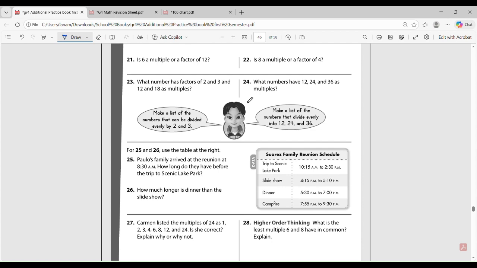So the factors of 12: 1, 2, 3, 4, 6, and 12. Now, these numbers have 12 as a multiple, they have 24 as a multiple, and 36 as a multiple. So these are the numbers. So we look at the factors of the smallest number, because the factors of 12 are also factors of 24, and they're also factors of 36.